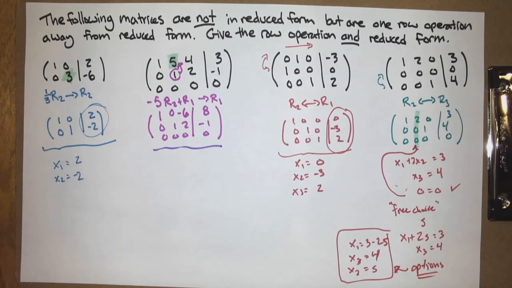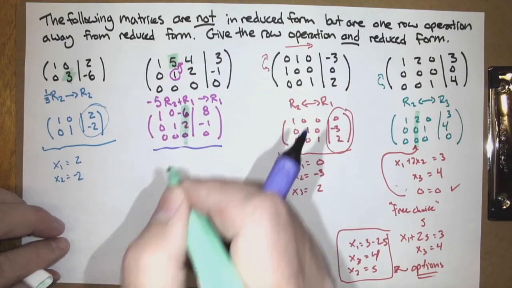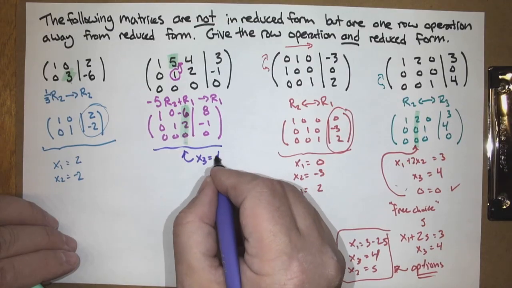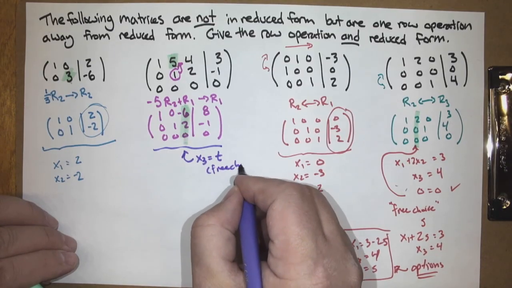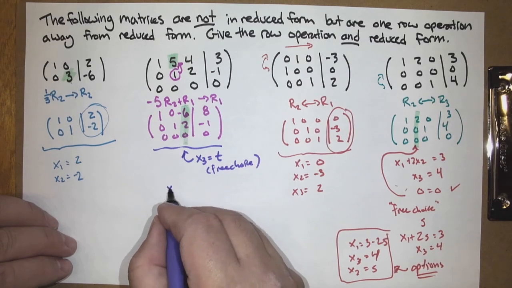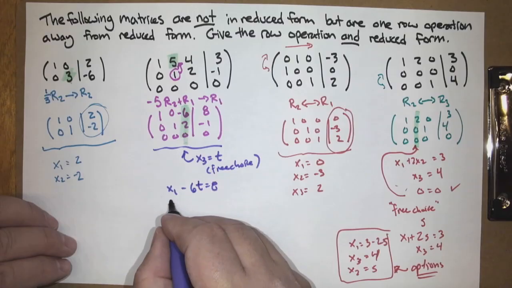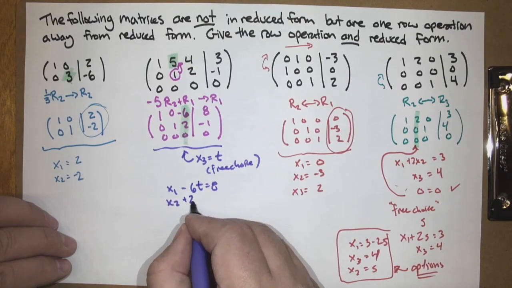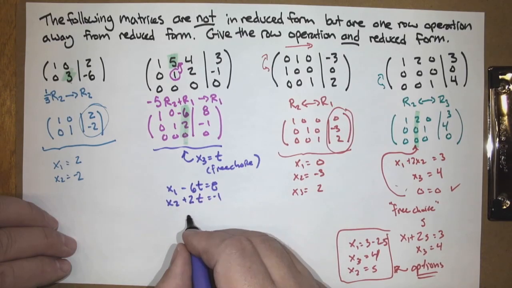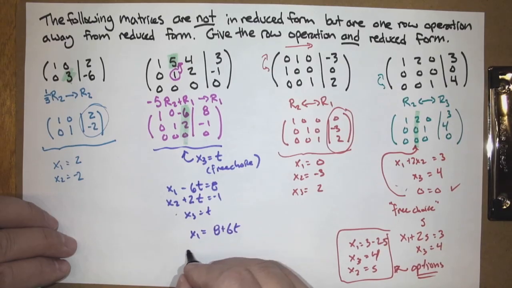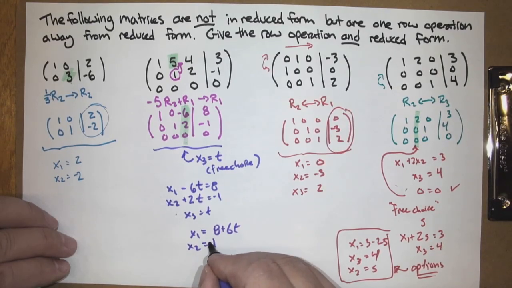Well, I'm going to think of, we have this column here. So we're going to think of x3 as a free choice. I'll call it T. This is a free choice. I can make it be whatever I want. Then I get x1 minus 6x3, which is T, equals 8. x2 plus 2x3, which I'm going to think of as T, is negative 1. And then we had our x3, our free choice, is T. Or x1 is 8 plus 6t, x2 is minus 1 minus 2t, and x3 is t.